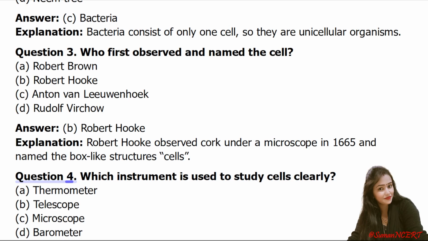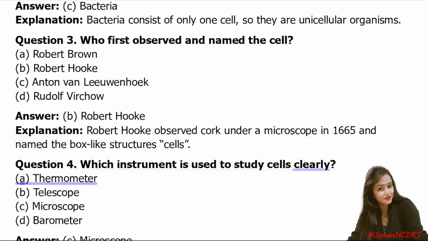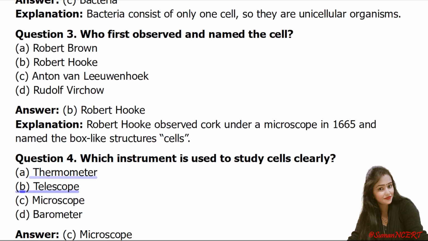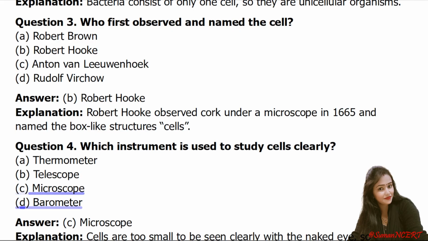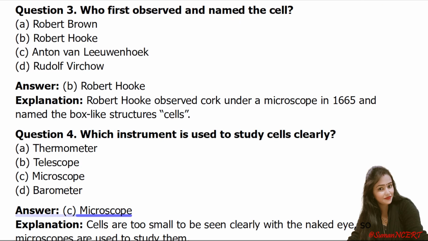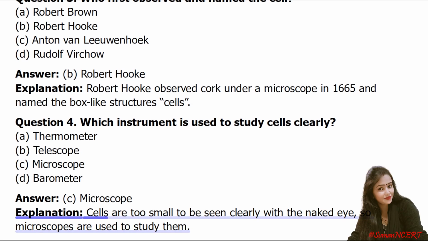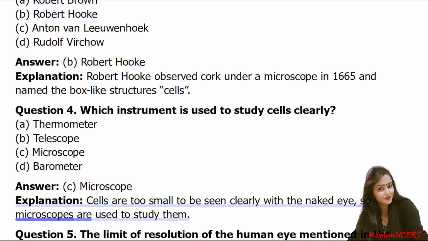Question 4. Which instrument is used to study cells clearly? A. Thermometer. B. Telescope. C. Microscope. D. Barometer. Answer: C. Microscope. Explanation: cells are too small to be seen clearly with the naked eye, so microscopes are used to study them.